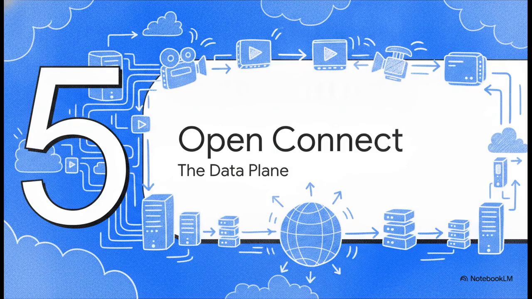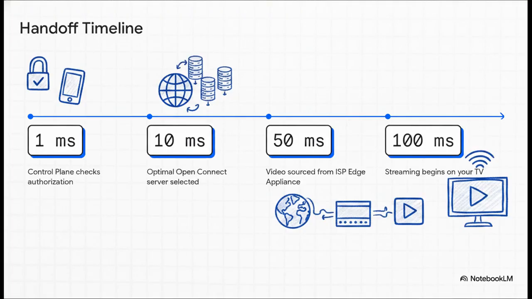Which brings us to section 5, Open Connect Data Plane. See, while AWS is perfect for computing recommendations and managing profiles, it is definitely not built to stream thousands of petabytes of massive video files globally without immense cost and severe latency. So Netflix did something crazy. They built Open Connect, their very own proprietary physical content delivery network.